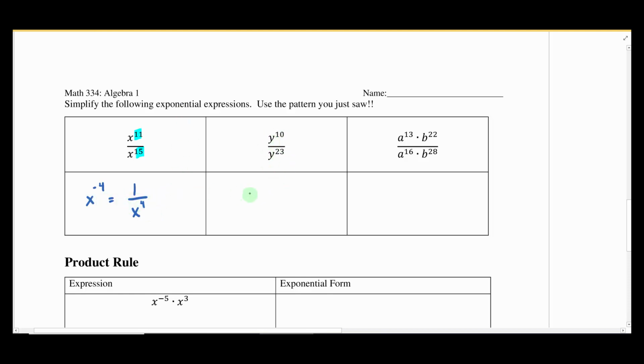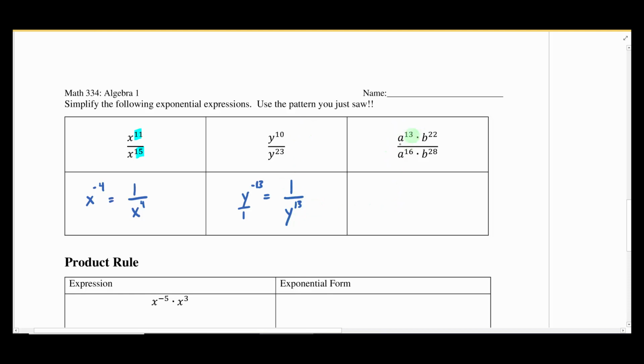Let's do it again here. So y's, same base. Quotient rule means I'm going to subtract those two exponents. We're going to do 10 minus 23, so that's going to be y to the negative 13th, or I can write that as 1 over y to the positive 13th. Again, just visualizing that flip: just flip it over, change the exponent to a positive number.